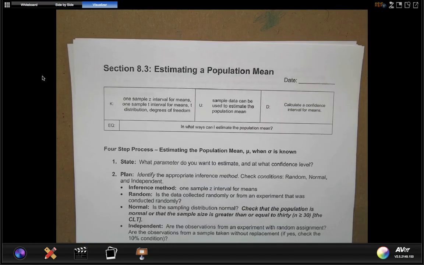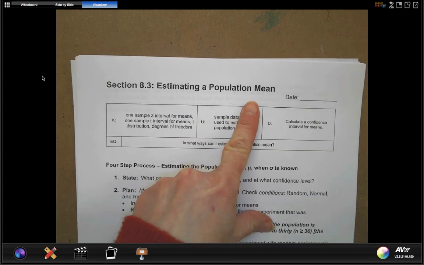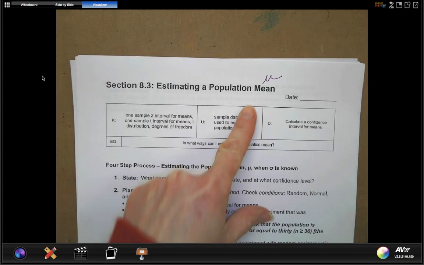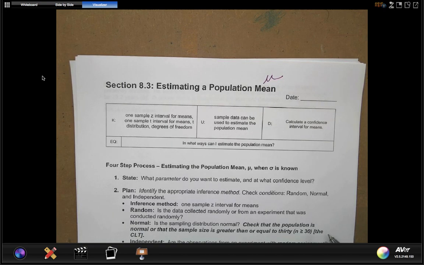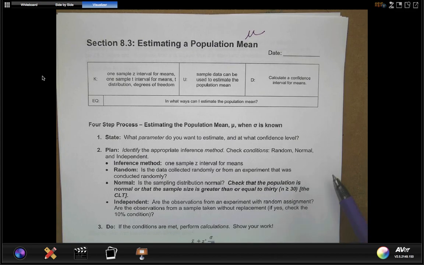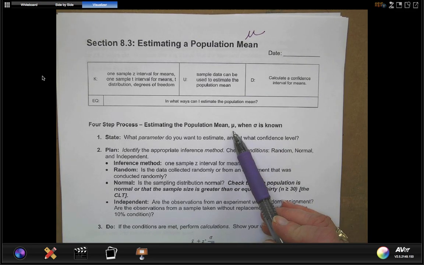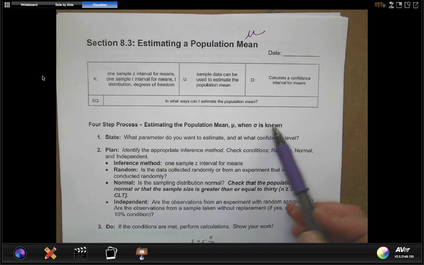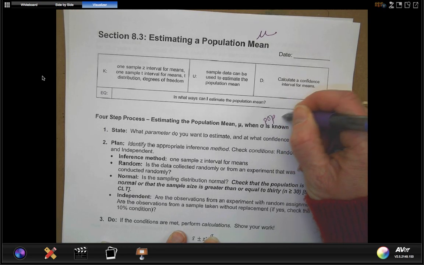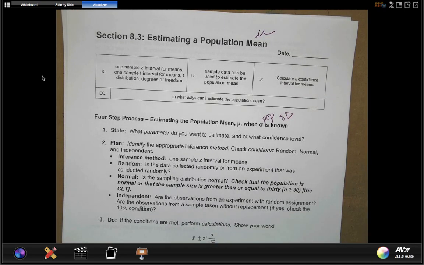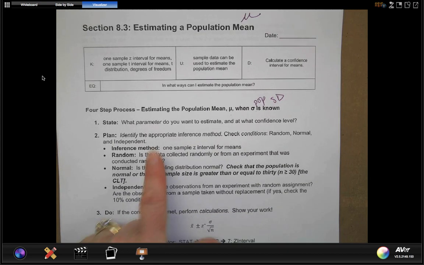Alright, so today what we're looking at is estimating the population mean. So we're trying to estimate mu today. We're going to look at an unrealistic scenario first, and then we'll look at the more realistic scenario. The unrealistic scenario is trying to estimate mu when sigma is known. So sigma is your population standard deviation. We're going to start with that because it's an easy transition from what we just did.